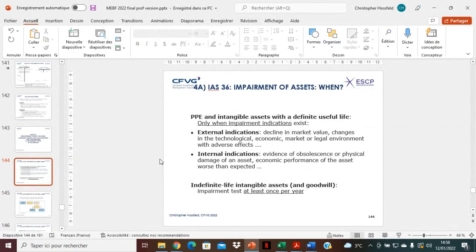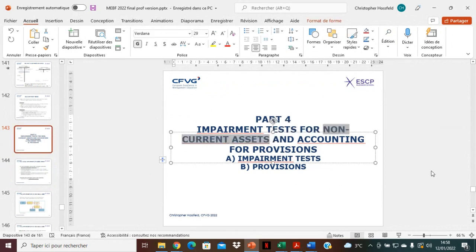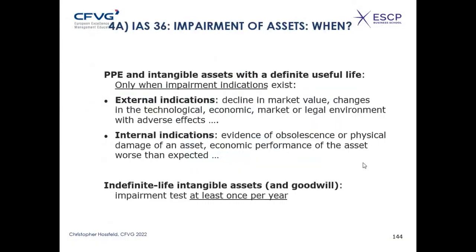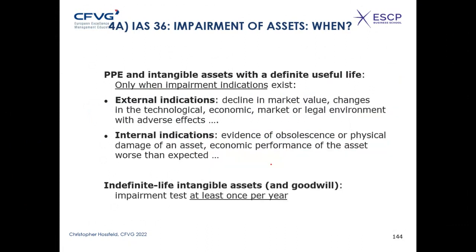So here, in part 4, we talk about impairment testing for non-current assets only, not for accounts receivable or inventory and other things. And there are specific rules for impairment testing of non-current assets. First of all, for property, plant, and equipment in general, and for intangible assets with a limited, so-called definite useful life, I do an impairment test only when there are impairment indications.